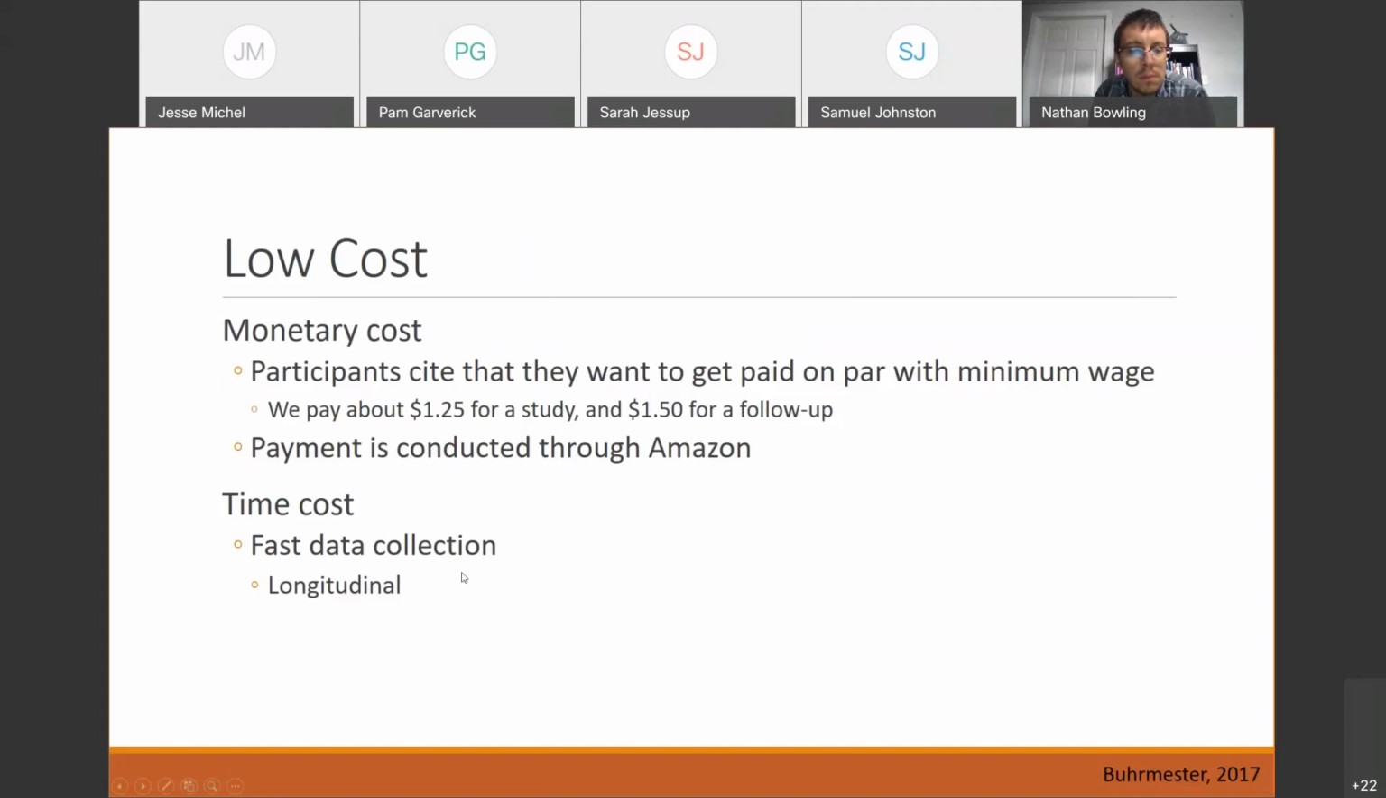And then let's see, time cost. Again, it's fast, and you can do longitudinal research. And for longitudinal research, it still turns out to be really inexpensive. When I've done longitudinal research outside of Mturk, you're looking at at least $50 a participant. And if you were going to pay somebody $25 to do, say, a 1 week ESM study, they would be incredibly happy.